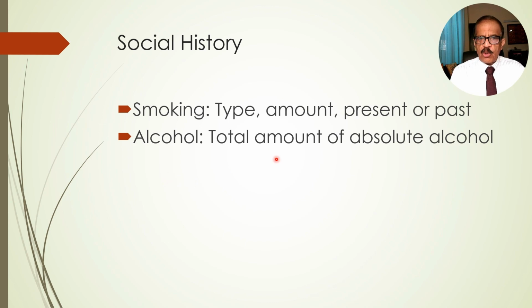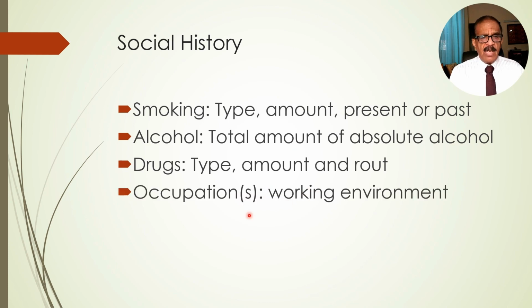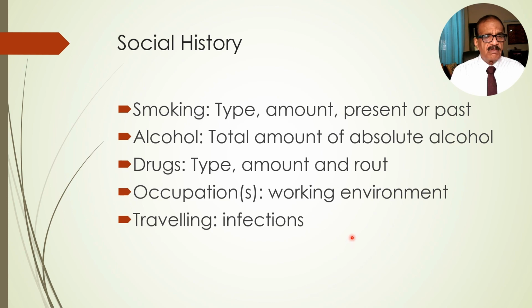Alcohol: total amount of alcohol taken, and different drinks have different concentrations. You should have some idea how much alcohol the patient is actually consuming. Drugs: types, amounts and route. And occupation, working environment, not just his status, his designation. If that person is working in an area where there is a lot of dust or fumes, that will make respiratory illnesses, I think, very relevant. Travel history, because traveling could mean exposure to multiple infections and other things.